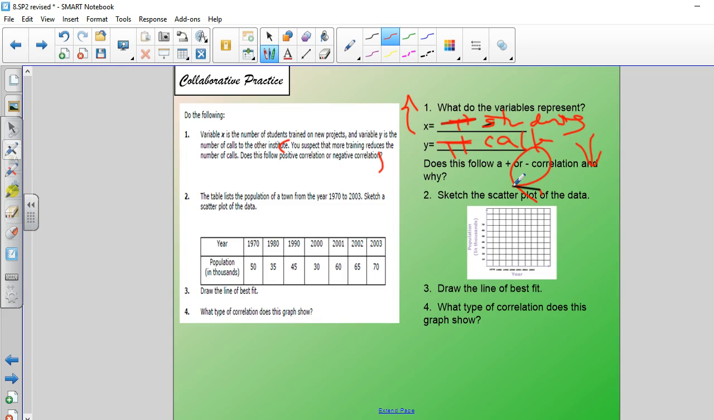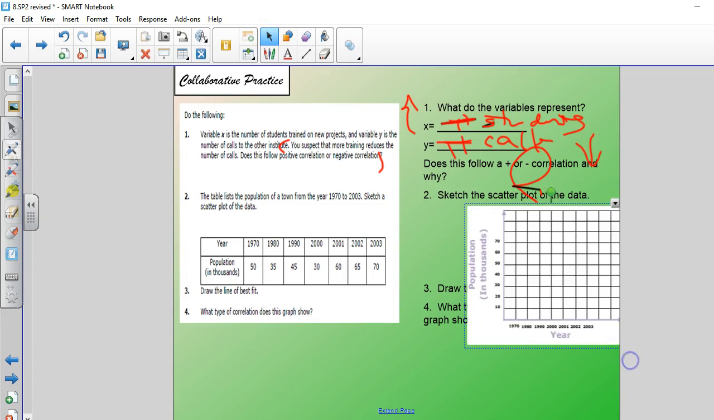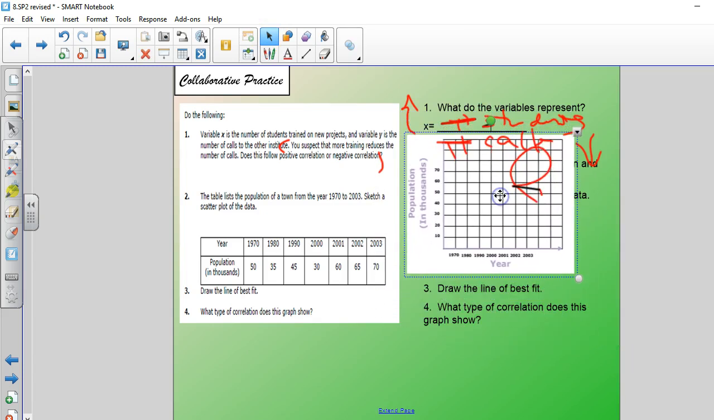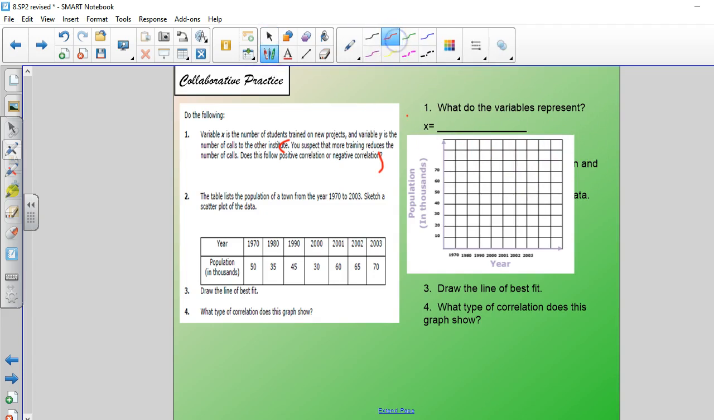So, here's number 2 in case you got stuck. It says the table lists the population of a town from the year 1970 to 2003, sketch a scatter plot of the data. So the first thing I'm going to do is make my scatter plot a little bigger because on this screen it's going to be hard for you to see. And so to do that, I need to get rid of the ink that's in the way. So let me clean that up and let's come back and look at our data.